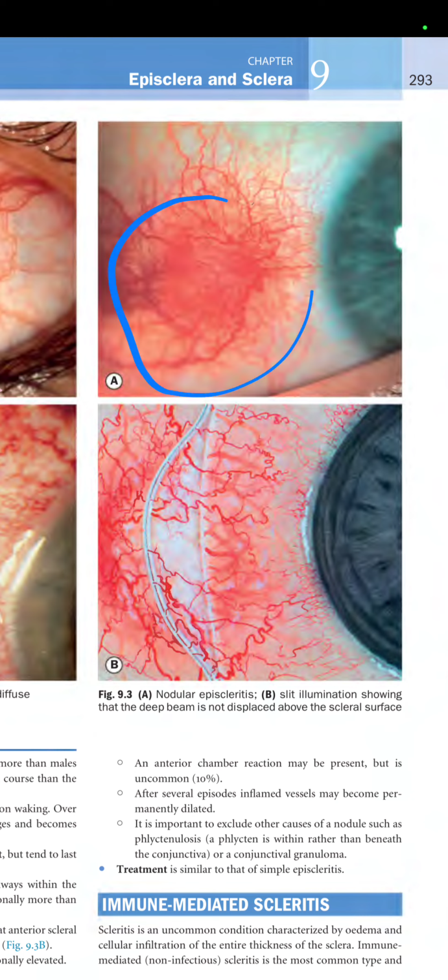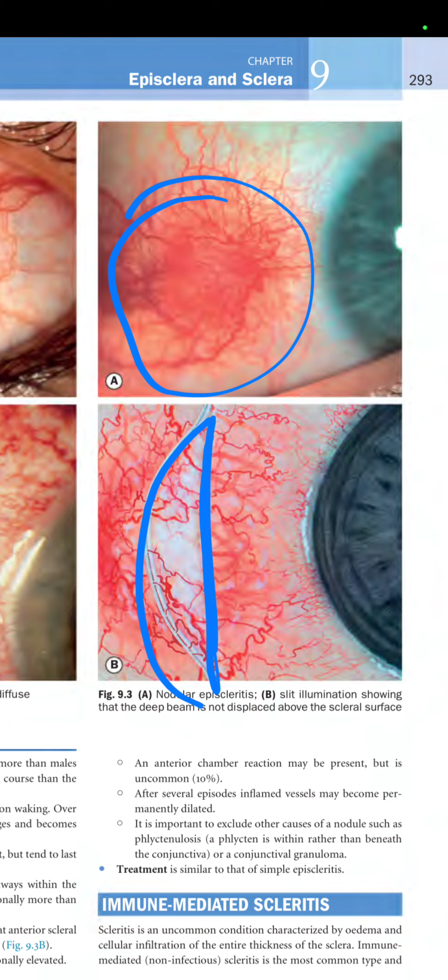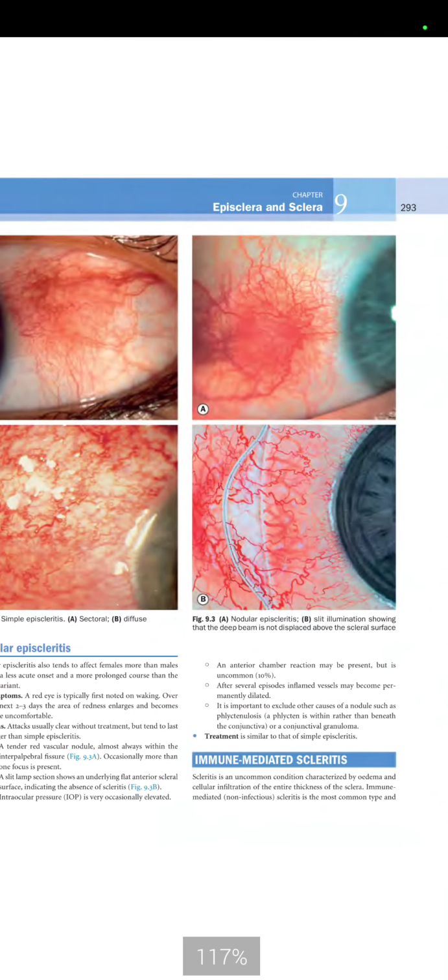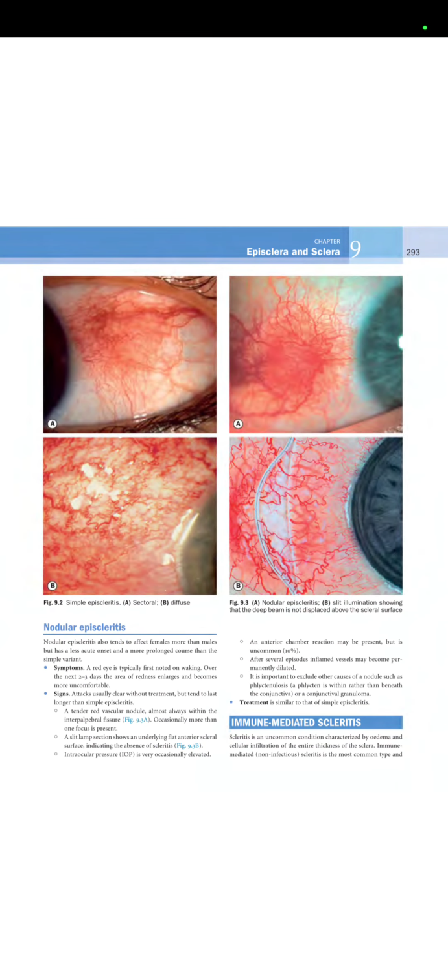So you can see here a nodular episcleritis, and this is a slit lamp picture showing that the anterior sclera is flattened whereas the nodule is raised. So you can differentiate it from the phlycten, which is within the conjunctiva, whereas the episcleral nodule is beneath the conjunctiva. And there can be anterior uveitis, but these are all rare features of it.